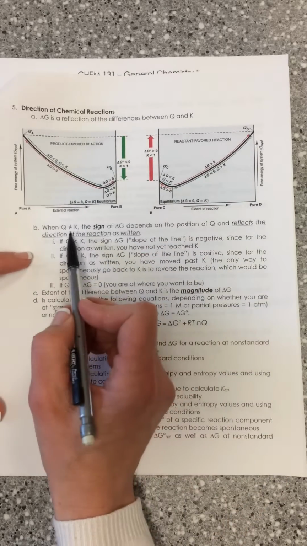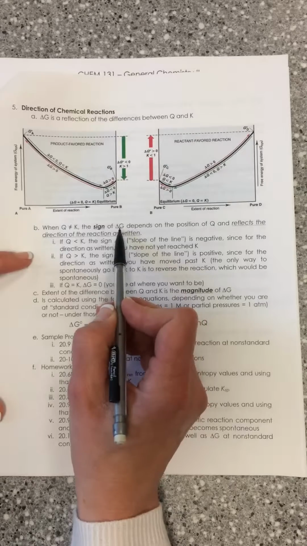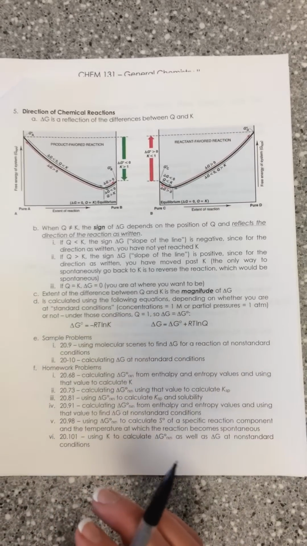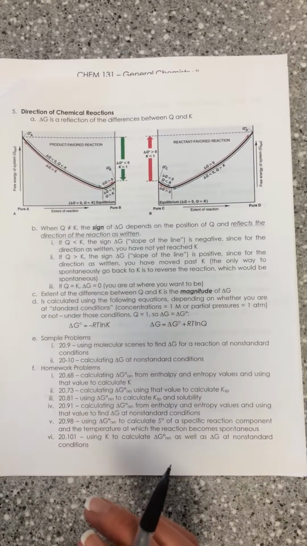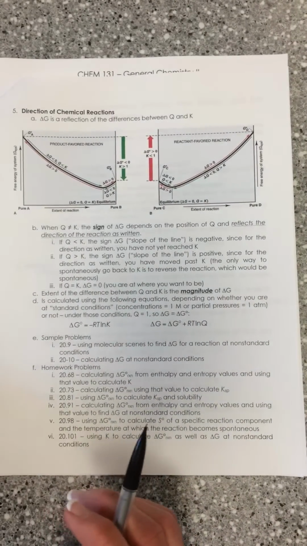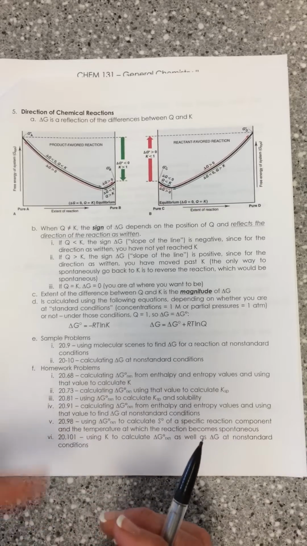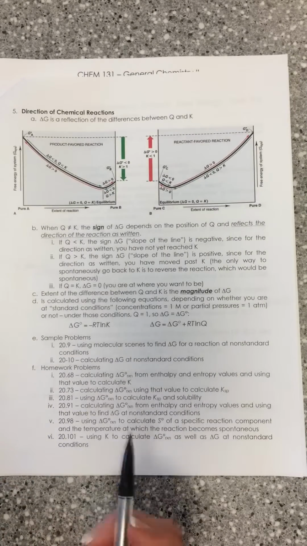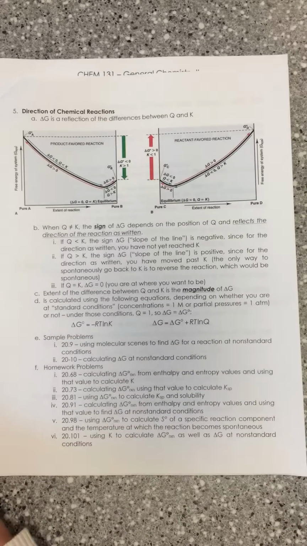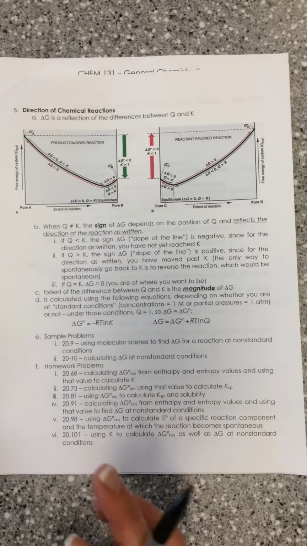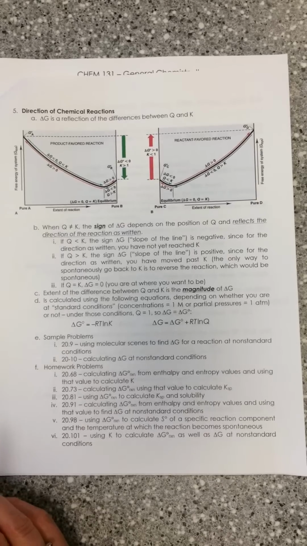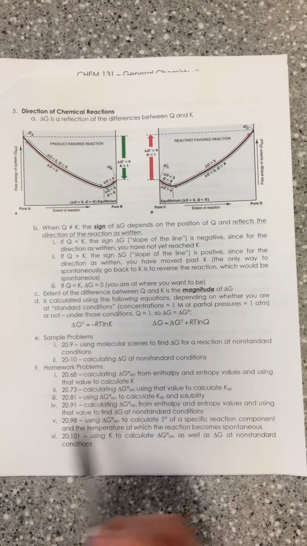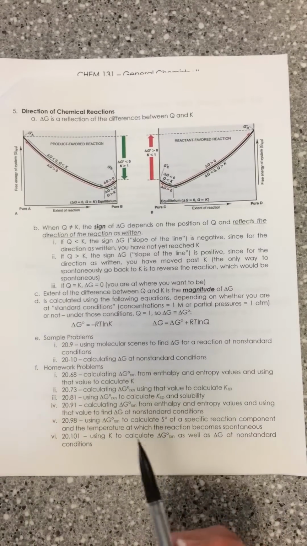So the idea is that the sign that we have for delta G depends on where Q is as compared to K for the reaction as written. If Q is less than K, delta G will be negative. If Q is greater than K, we've gone past our equilibrium, the delta G will be positive. The only way to have delta G be negative and to slide back down is to reverse the reaction that we're in. So that has to do with the sign of delta G. Again, Q not equal to K, the sign of delta G will tell us where we're at.